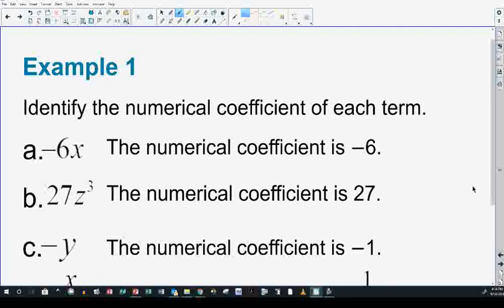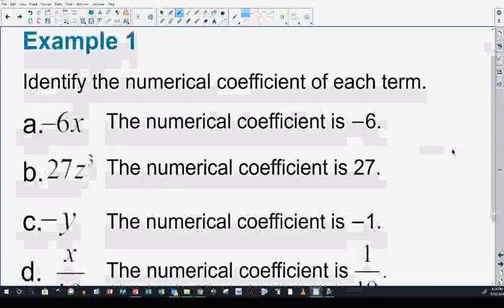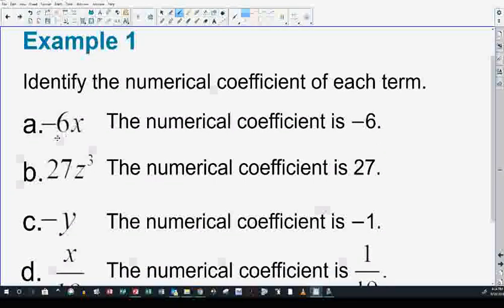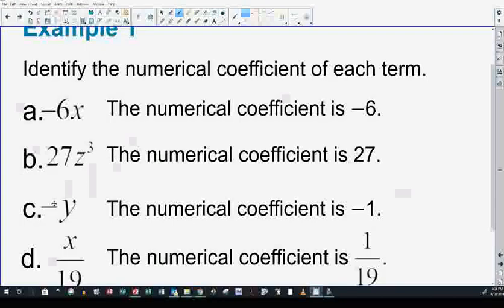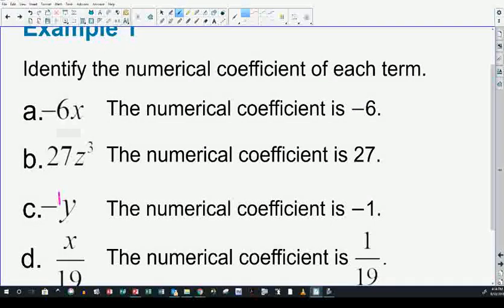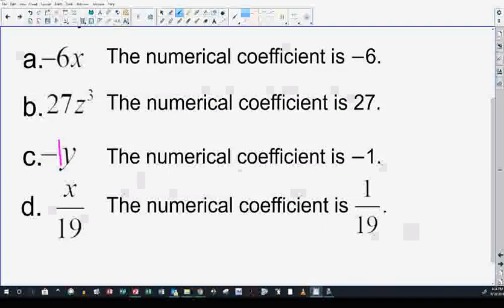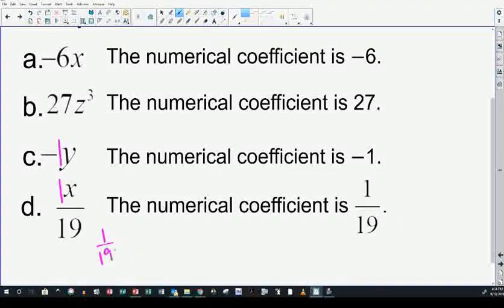Since we have z squared, there is the assumed 1, so therefore your coefficient is 1. All right, so in example 1, if we identify the numerical coefficient of each term, since negative 6 is the number in front, the negative 6 is your coefficient. 27 is the numerical coefficient here. And then again, since we just have the negative, that means there is the assumed 1, so your coefficient is negative 1. Here, your coefficient is 1 over 19 because of that assumed 1. So you just move the x over, it's like 1 over 19 x. So therefore, the 1 over 19 is your numerical coefficient.